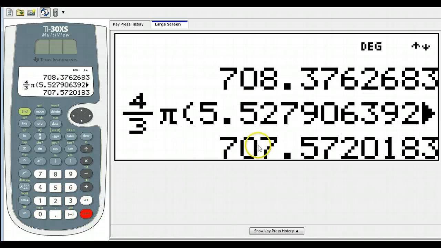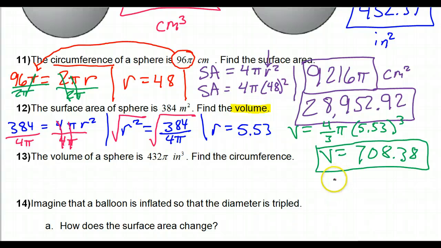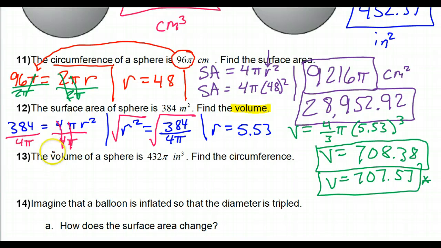Alright, so this is a more accurate answer. 707.57. This is better than what I had. 707.57. Alright, on a test though, I would accept either, but this one is more accurate. Alright, anyway, number 13. The volume of a sphere is this.